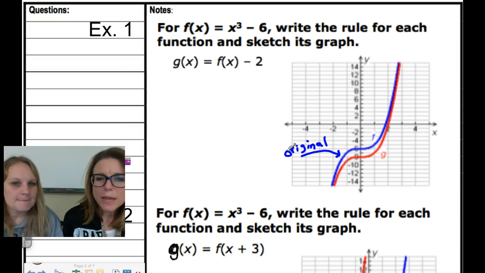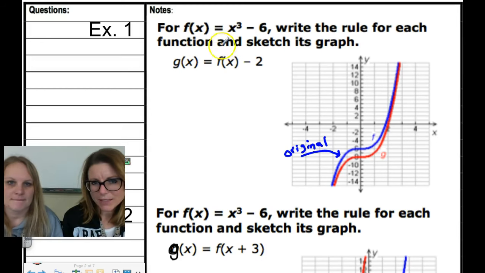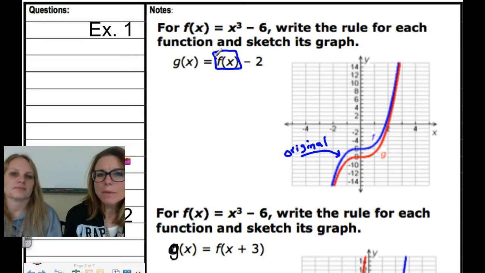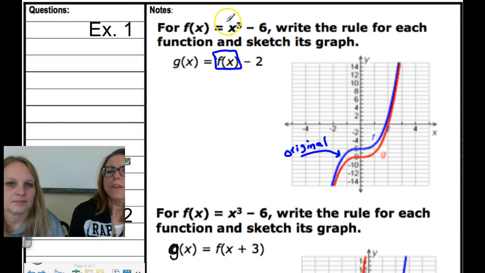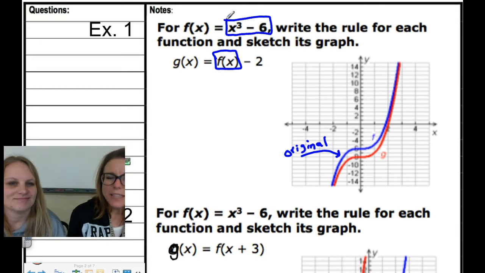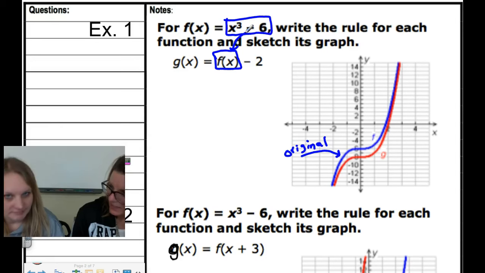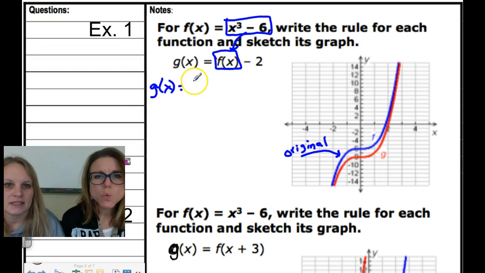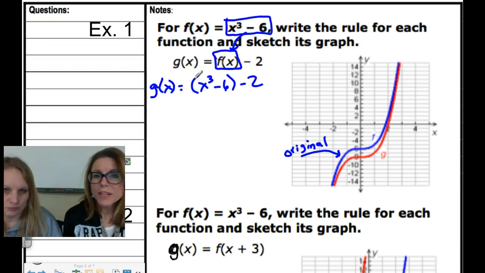Would you put a box around f of x right there? Just f of x. And then maybe put a box around what f of x equals. Because what I try to tell students is what's going to go into that f of x box is x cubed minus 6. So can you do that, please? So g of x equals, I do parentheses, x cubed minus 6, minus 2. That's it.